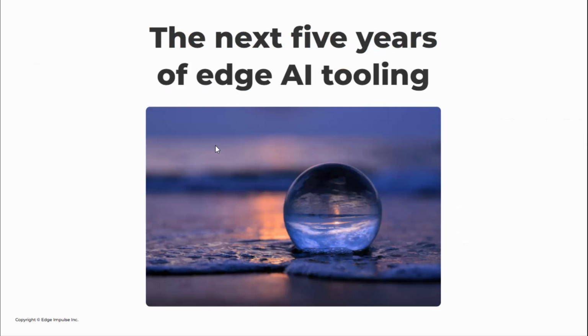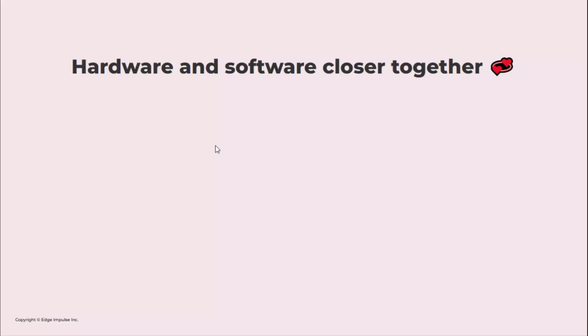So very quickly, I want to give a little glimpse of my idea of the next 5 years of Edge AI tooling. You may disagree or have other thoughts, but I think it divides into these three pieces. First of all, hardware and software are going to get closer together. So we're going to see automatic tailoring of algorithms for hardware. We're already trying to do this with things like Eon Tuner and micro TVM.